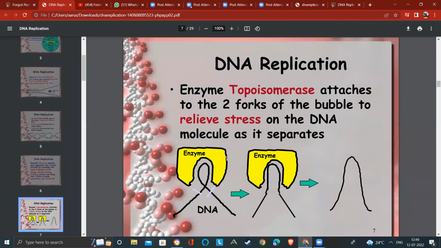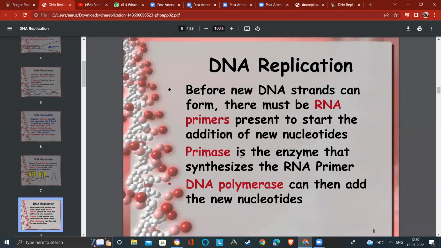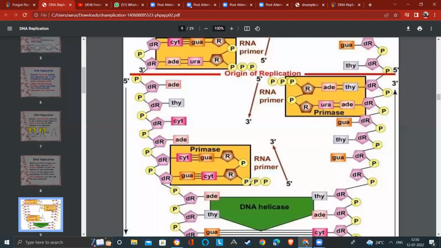As you can see, the RNA primers are present to start the addition of the new nucleotides, and the primase enzyme synthesizes the RNA primer, and the DNA polymerase can then add the new nucleotides. So the primase helps in making the RNA primer, and the DNA polymerase helps the new nucleotides attach to the DNA fork. You can see this helicase is separating the DNA, and the RNA primer is being attached with the help of the primase enzyme. This will help in the synthesis of the new strand.